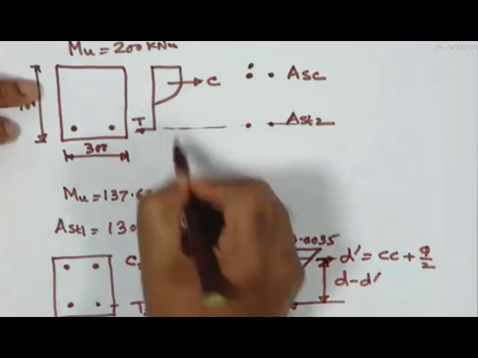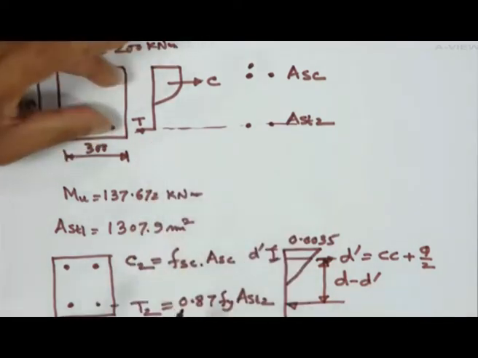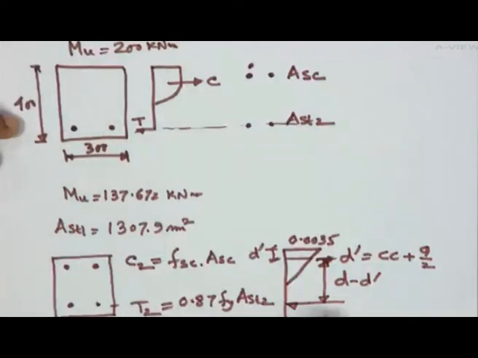Please note, this lever arm is different, because we are considering this one at d minus d dash. So here the additional tensile reinforcement required, Ast2, equals Mu2 divided by 0.87 fy into (d minus d dash). So 62.328 into 10 to the power 6, divided by 0.87 into 415 into (36 minus 33), because d dash I am considering here. So I am getting here 520 square millimeter.